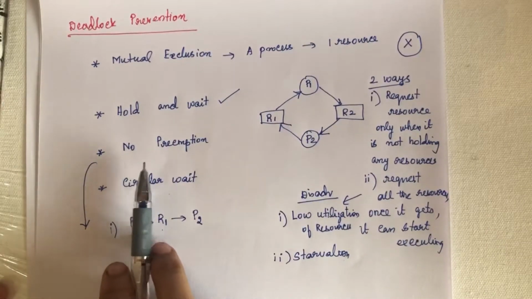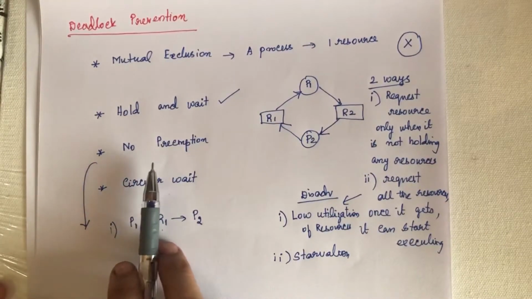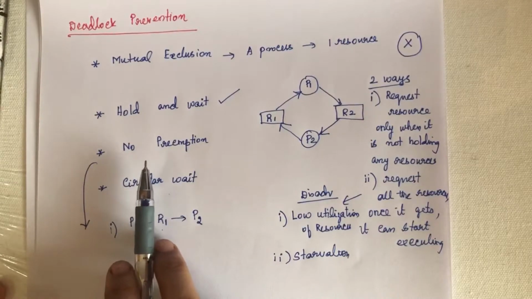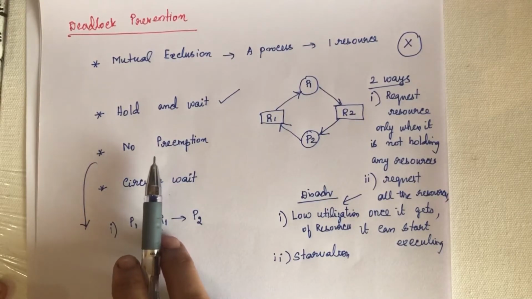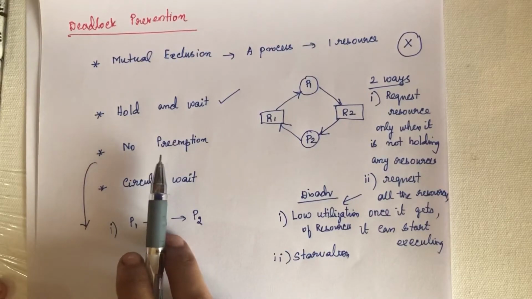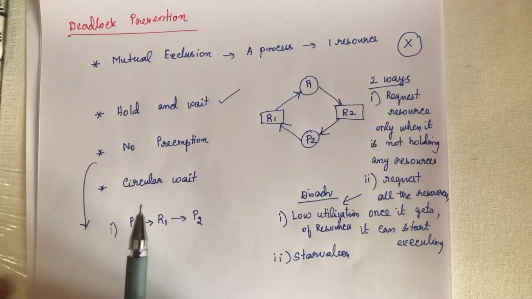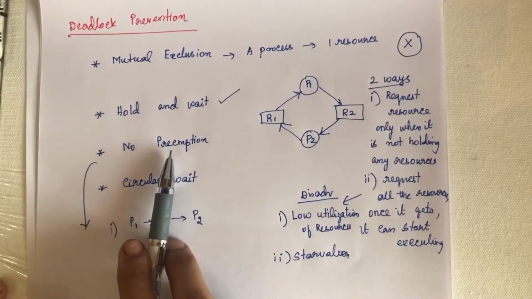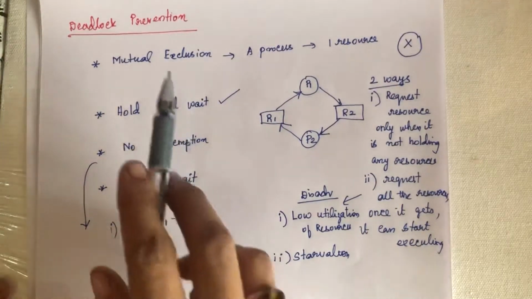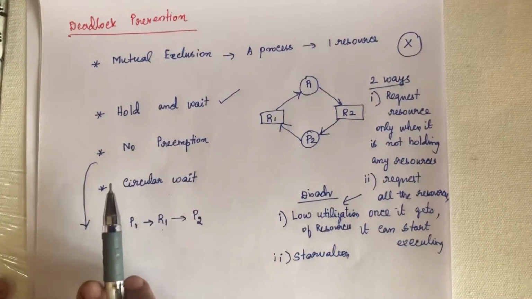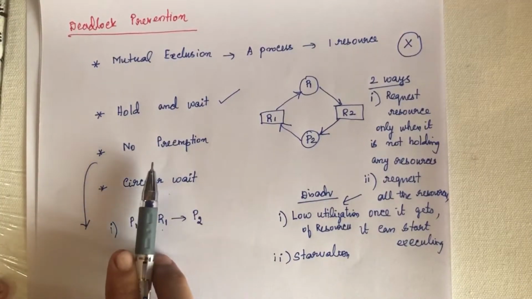The third condition is no preemption. What is no preemption? A process cannot release its resource until it finishes its execution. During the execution, the operating system cannot take away any of the resources. Okay, that is no preemption. We will take an example here. If we try to eliminate no preemption, then we can also prevent deadlock. So we will see what the ways are to eliminate no preemption.